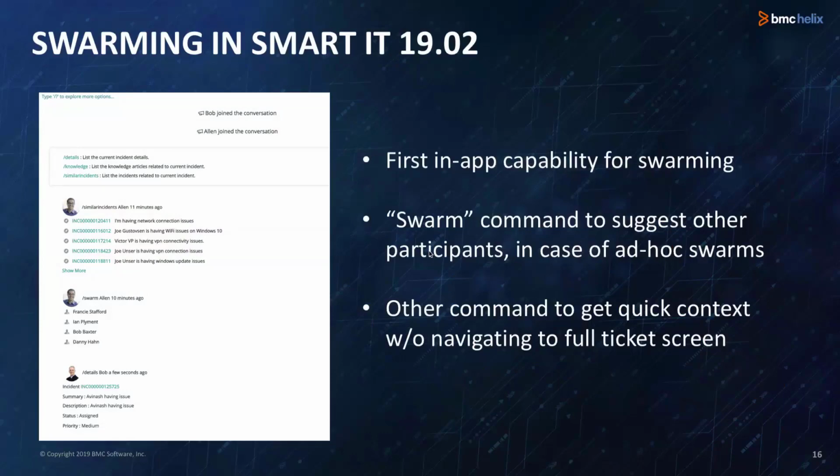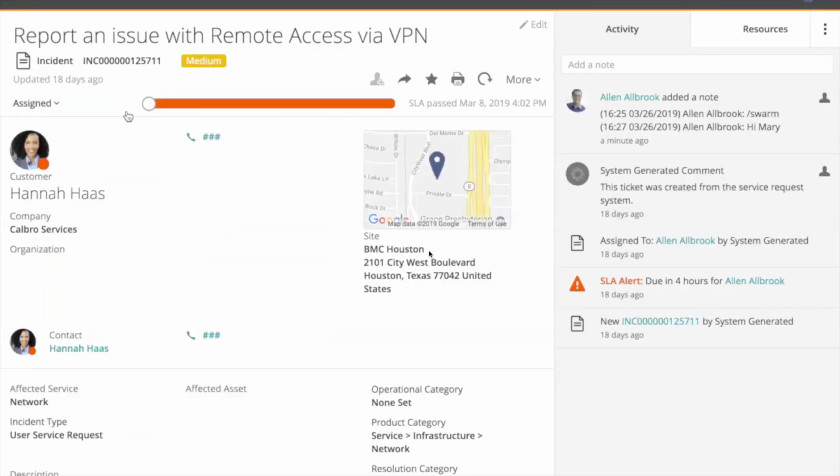And in that first step, we enabled that collaboration and swarming inside of Smart IT, inside the chat functionality of Smart IT, to be specific. And among the things that we introduce here, for example, is a command line concept inside the chat option, so that you can execute certain commands, get contextual information without having to navigate to the different screens in Smart IT, and even get suggestions again on who to collaborate with, right? So I want to show that again in a demo here.